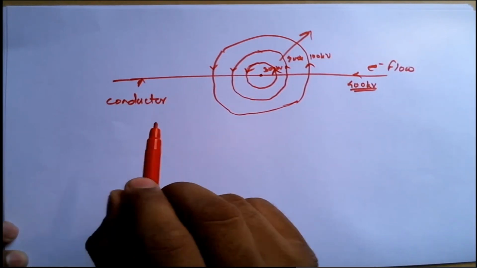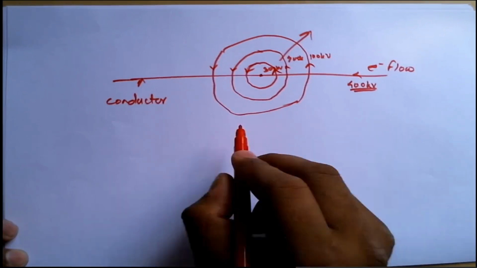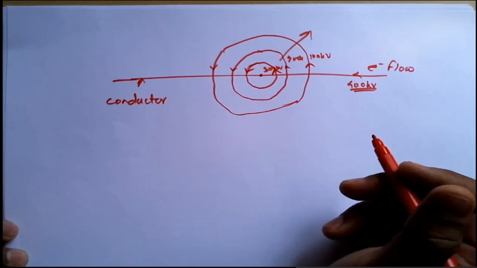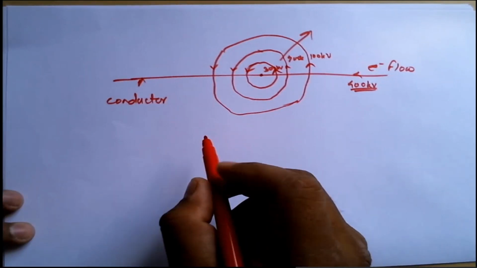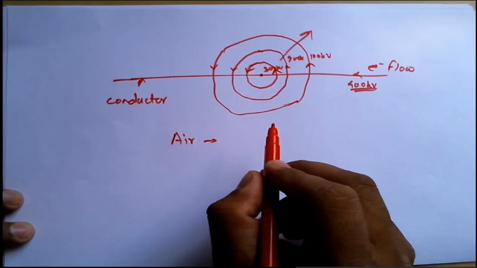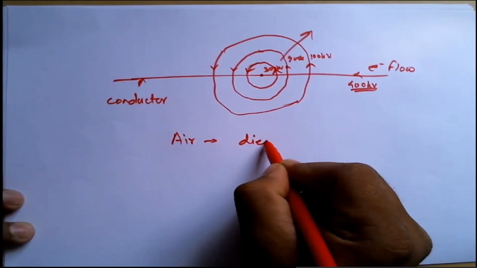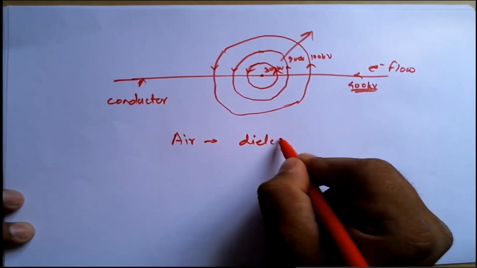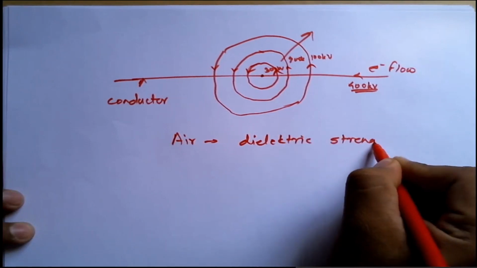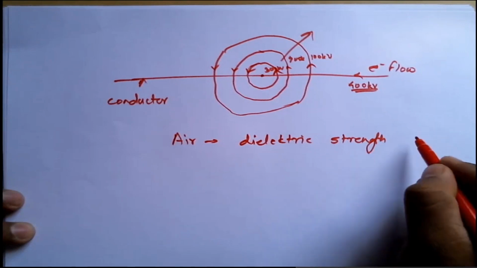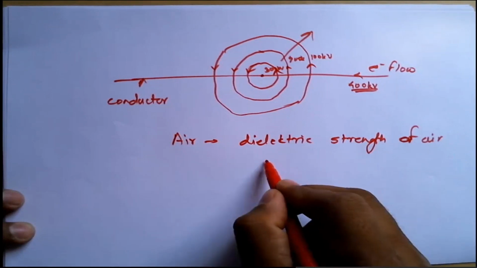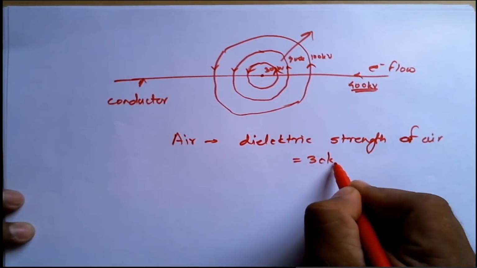So what is happening exactly? If we consider air, you know that air is a dielectric material, which means it is not a good insulator either. Air has a dielectric strength of 30 kV per centimeter. Everyone will know this. What is the dielectric strength of air? It is equal to 30 kilovolt per centimeter.